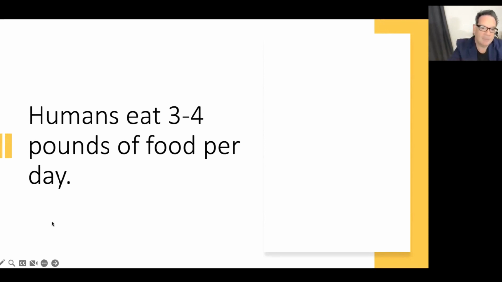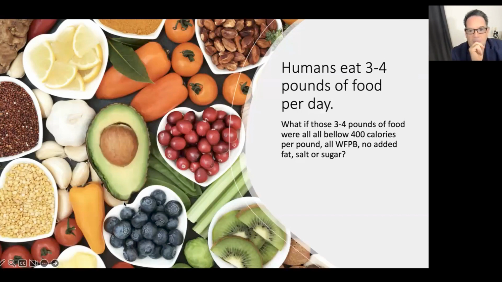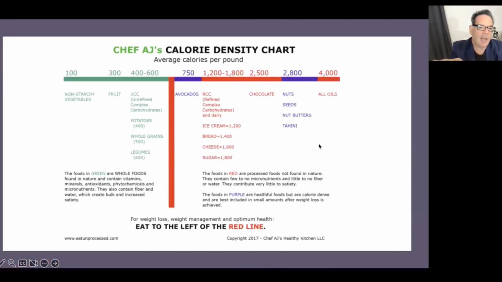But what would happen if, let me move this here so I can read this, what if those 3 to 4 pounds of food were all below 400 calories per pound? And if all of it was whole food, plant-based with no added fat, salt, or sugar, what would happen if that was the average? Well, the most you would eat during the day would be 1,600 calories, which is not much.